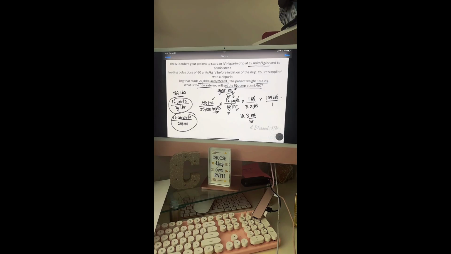Yes, because you will have needed to cancel everything out but milliliter per hour. Exactly.